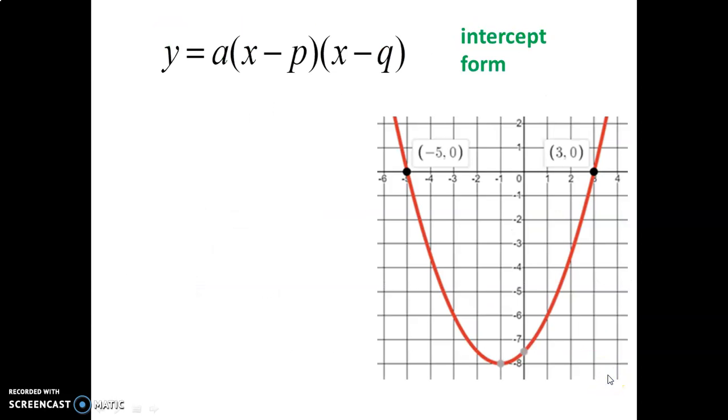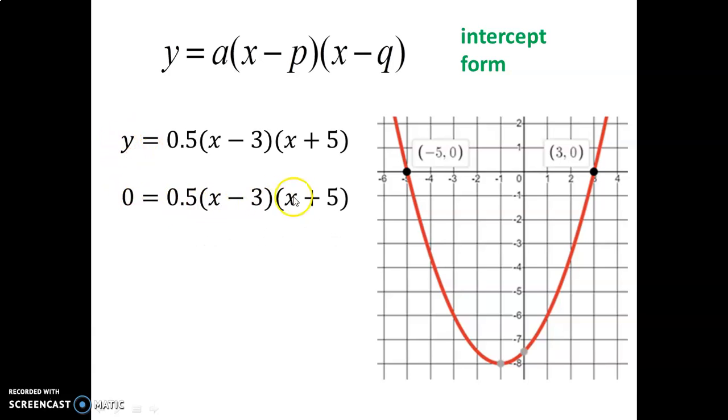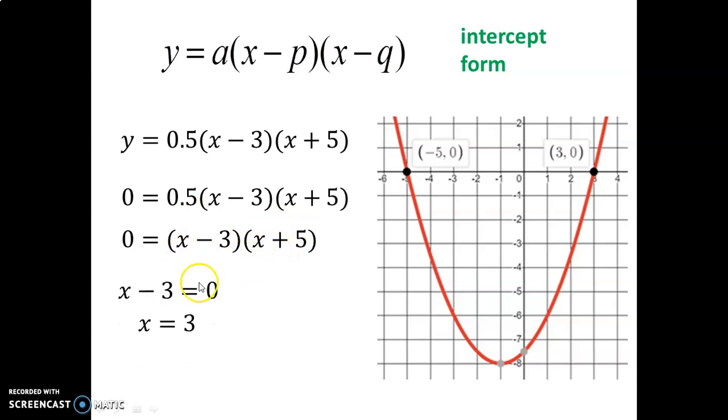Okay, using that null factor law, we can now talk about intercept form, because intercept form kind of looks like a factored quadratic, doesn't it? Well, that's exactly what it is. So let's take a look at this intercept form parabola, and here's the graph for it. And let's set y equal to 0 and see what happens when we solve it, because that's what we're doing in the null factor law problems. Now that we've set that equal to 0, we can divide by 0.5 to get rid of the 0.5. So we have this simplified form here. Now each of these factors can be set equal to 0. x minus 3 equals 0, and x plus 5 equals 0, and we have our two answers.